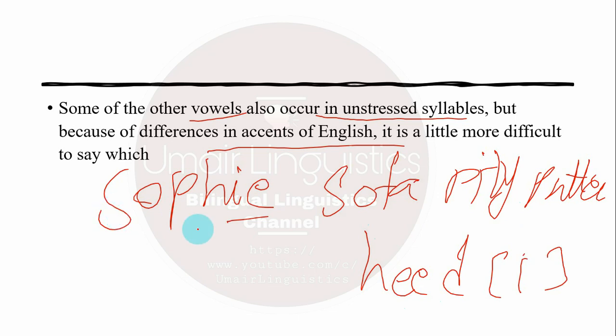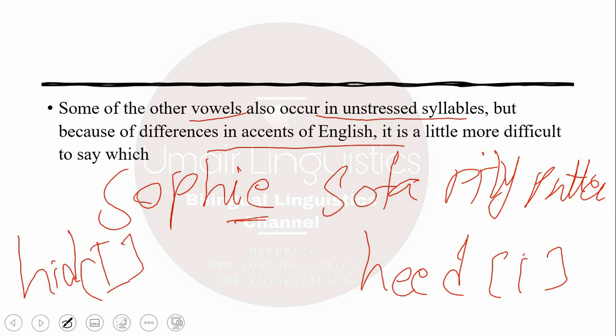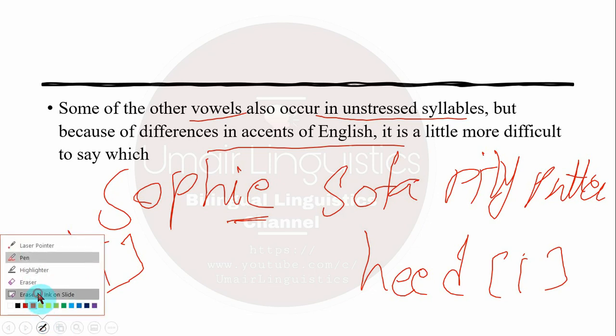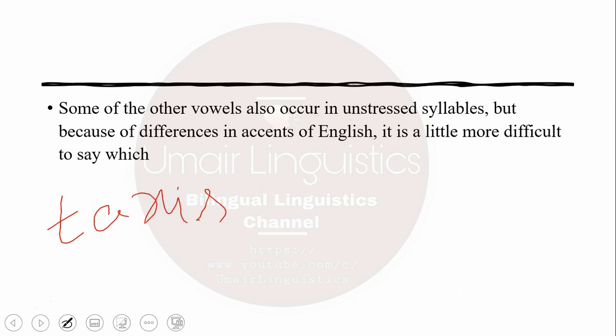On the other hand, there are some speakers of English who pronounce the last vowel sound of Sophie as the vowel which is in heed. All right, so these are a few examples. When we say Sophie, it is a stressed syllable, but when we say Sophie, it is actually an unstressed syllable. And some more examples: the word about, taxis. For some speakers, they say it like taxis. Some speakers say taxis, but no one is confused by this word.